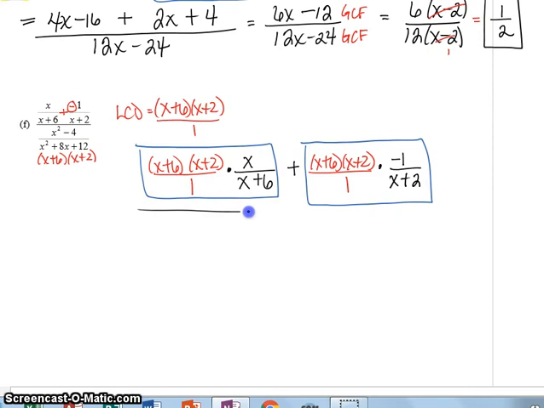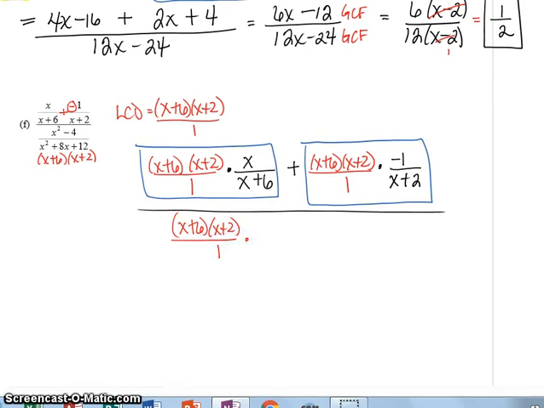All over the denominator, I need the LCD again, x plus 6, x plus 2, all over 1, times the original. And again, guys, you want the factored denominator. So it's x squared minus 4. That's right here. And don't give me this trinomial, give me the factored. So it's over x plus 6 times x plus 2. That's my last blue box.